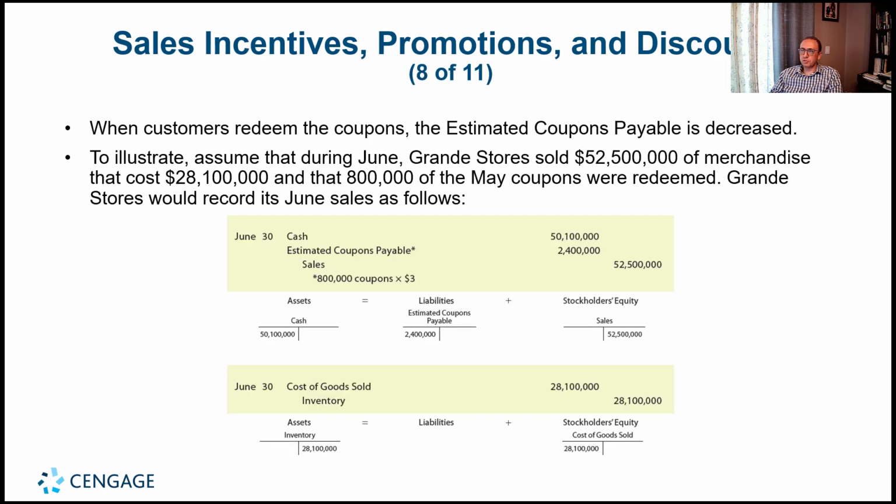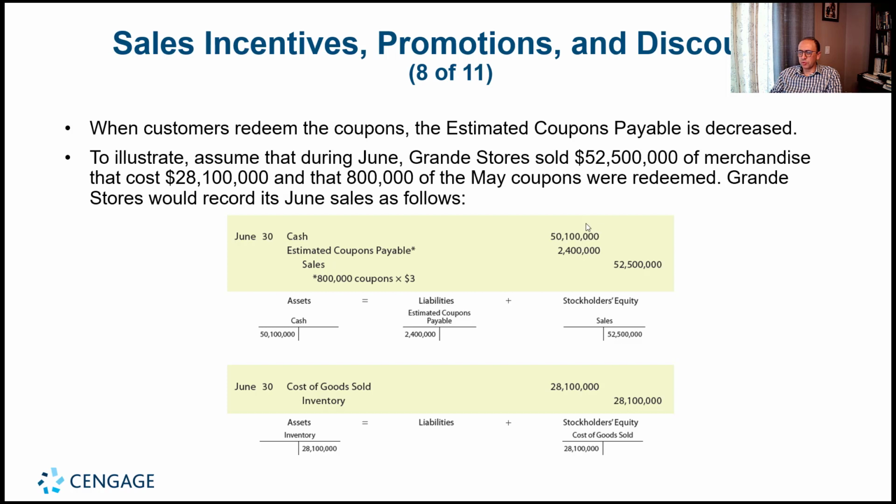So when customers redeem their coupons, the estimated coupon payable is decreased. To see the example, assume that during June, Grande Stores sold $52.5 million of merchandise that cost $28.1 million, and that 800 of the May coupons were redeemed. Grande Stores would record its June sales as follows. They're going to debit cash for $50,100,000.